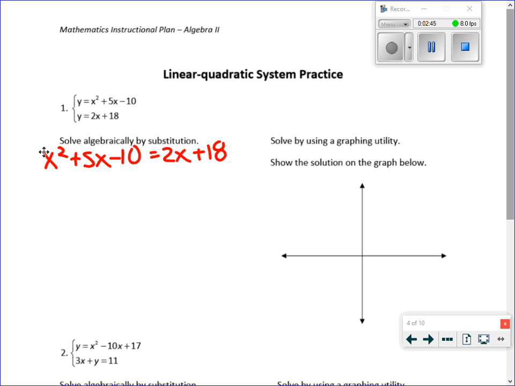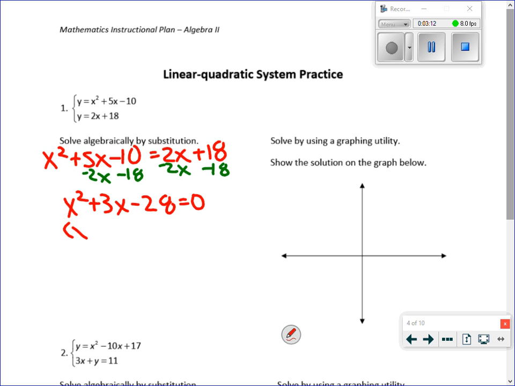So we'll go from here for solving. We want it all on one side, so we're subtracting 2x and 18. So we have x squared plus 3x minus 28 equals 0. So we have it equal to 0. We want to ask ourselves, can you factor here? And can we factor? Yeah, so what are our factors? Good, x plus 7 and x minus 4. So I have it factored and set equal to 0. I should be able to find my solutions now.